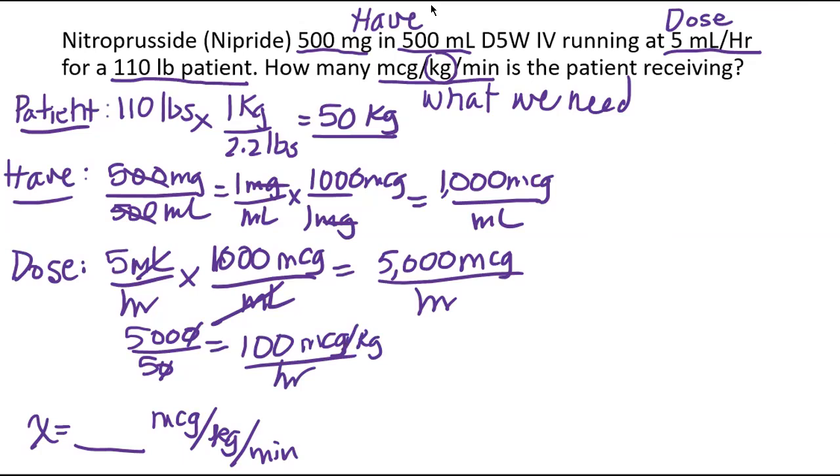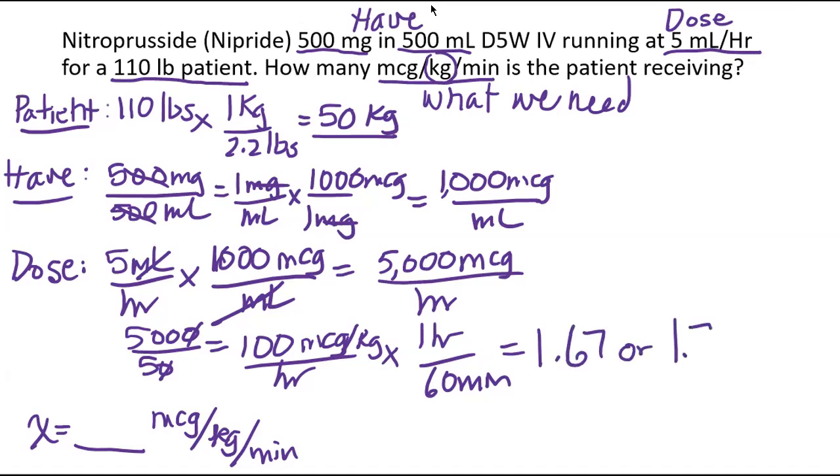Now we need hours to minutes. So we need to do 1 hour over 60 minutes. So we have 100 micrograms divided by 60, which is going to be 1.67, or 1.7. And that's your answer essentially, because we've got micrograms per kilogram and we've just changed hours to minutes. So that is 1.7. That's your answer right there. Okay, we'll do more of these.